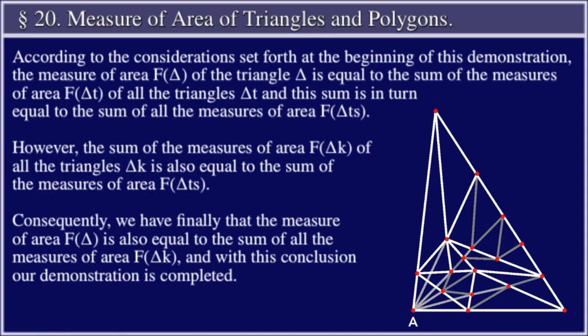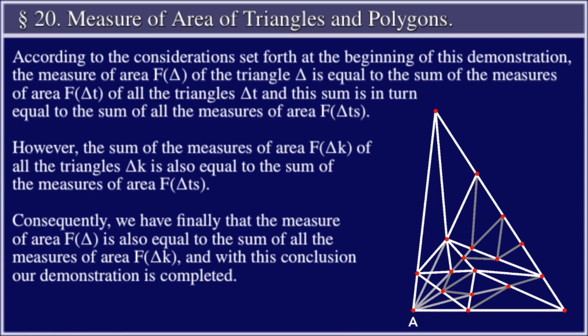delta, of the triangle delta, is equal to the sum of the measures of the area, f of delta sub t, of all the triangles delta sub t, and this sum is in turn equal to the sum of all the measures of area f of delta sub ts.